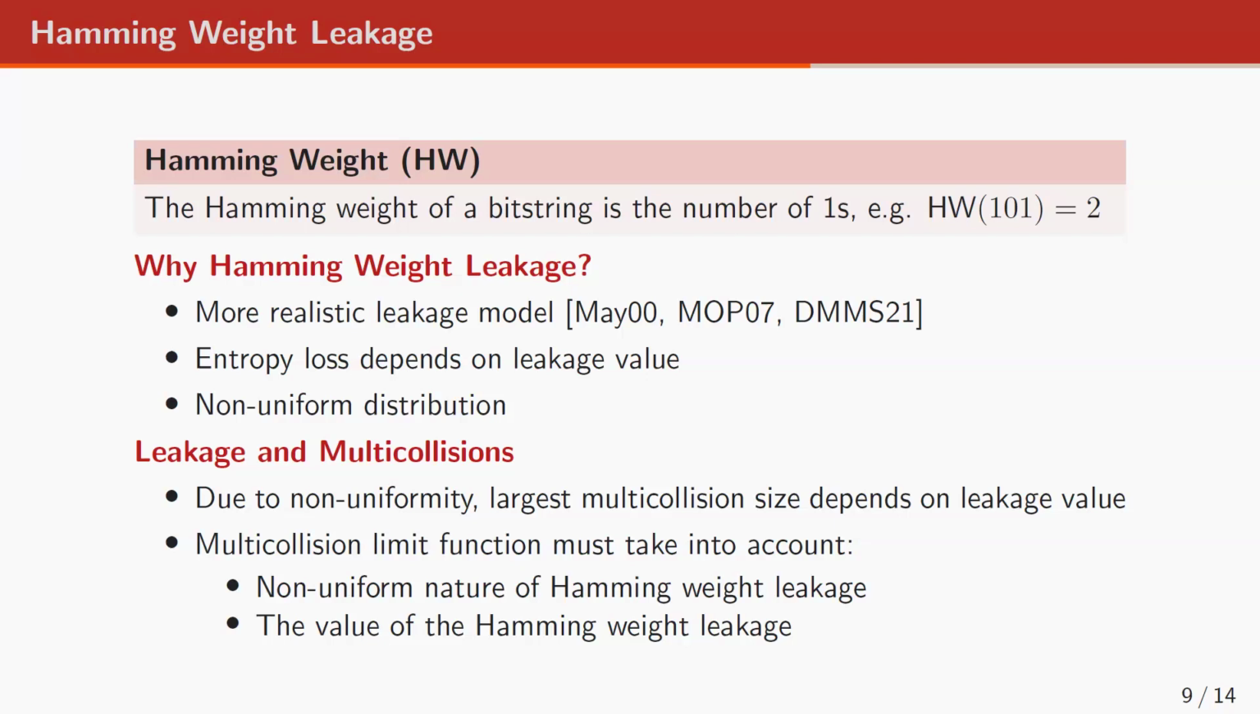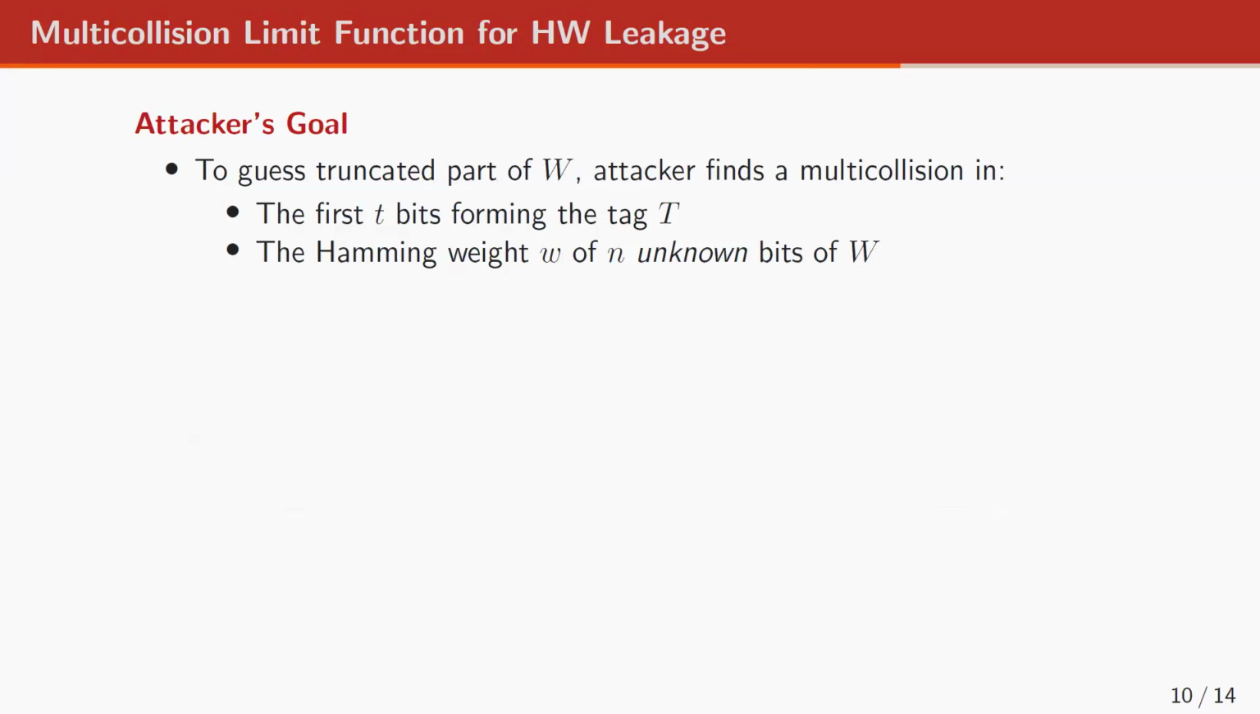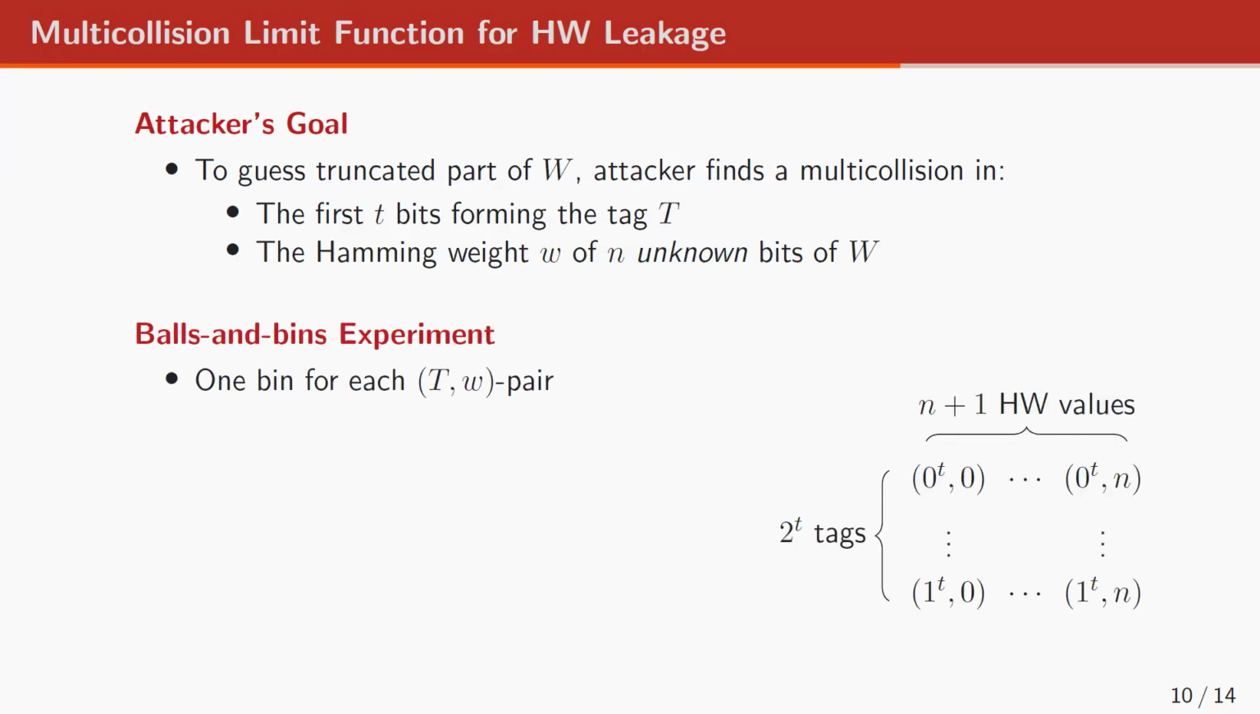So now we're going to take a look at how to incorporate Hamming weight leakage into the multi-collision limit function. So the attacker's goal is still to guess the truncated part of W, and the attacker still knows the first t bits forming the tag. But now the attacker also learns the Hamming weight of n unknown bits of the state. So now we're going to incorporate the Hamming weight leakage directly into the balls and bins problem. So we consider a bin for each possible combination of tag and leakage value. So as you can see, there are 2 to the power t tags multiplied by n plus 1 Hamming weight values, since the Hamming weight of n bits is leaked, and then the Hamming weight ranges from 0 to n.